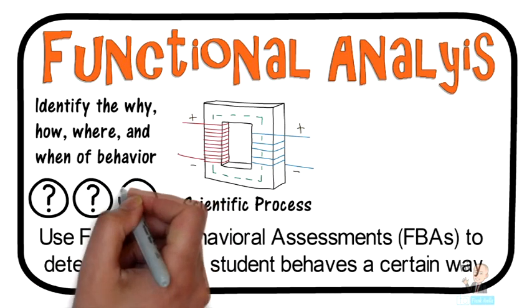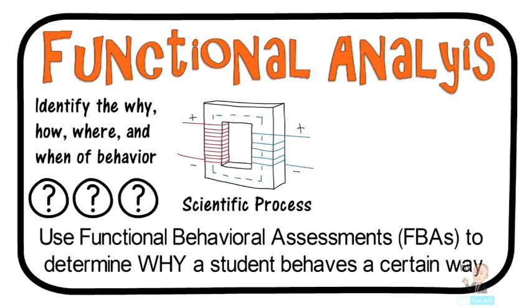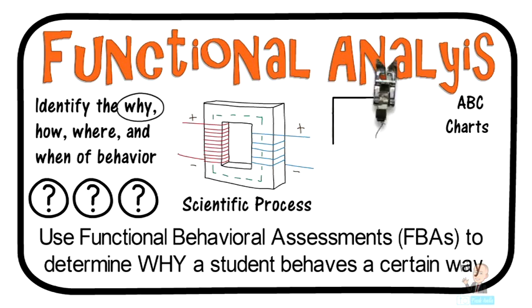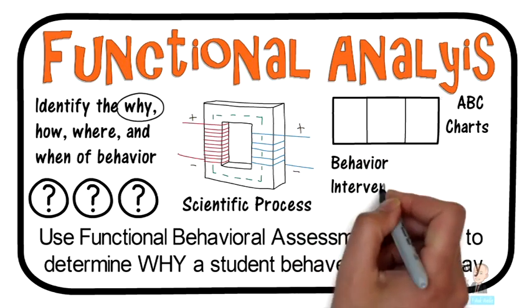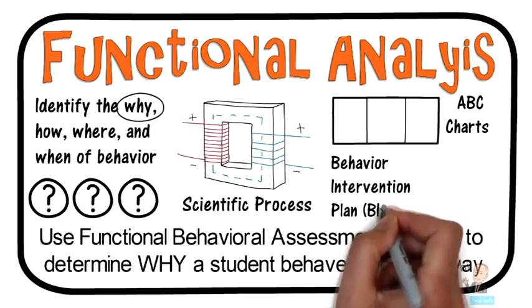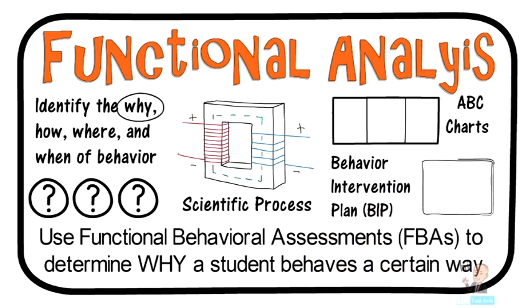ABC charts are used to collect data through observation of the antecedent of the behavior and the consequences that follow the behavior. Behavior intervention plans are formed. These points should be specific to each child and reviewed from time to time. And once the behavior intervention plan is used, we are bound to get the desired results.